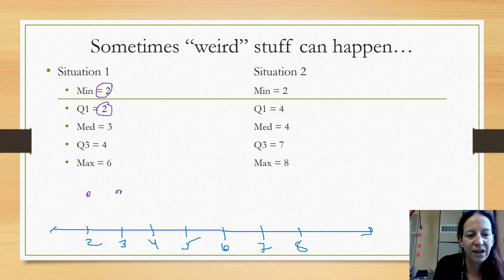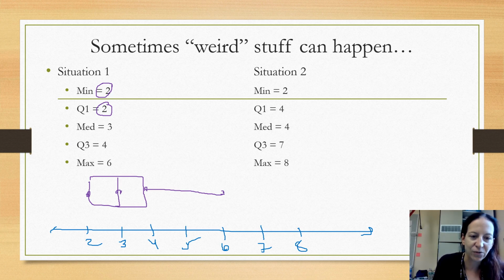Then we have the 3, the 4, and the 6. And so this is a whisker, but this ends up being the box here. And that's because your minimum and your first quartile are the same, and you end up not having this whisker. So I don't want you to think that that's wrong or that you've done something wrong if that happens. There's nothing wrong with it. It just can happen. It looks weird.